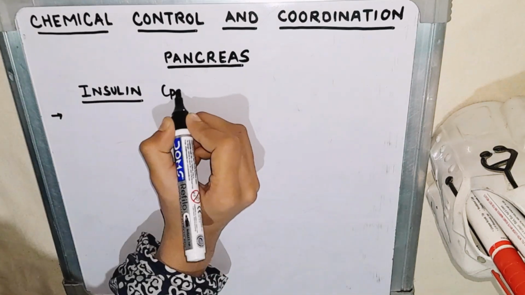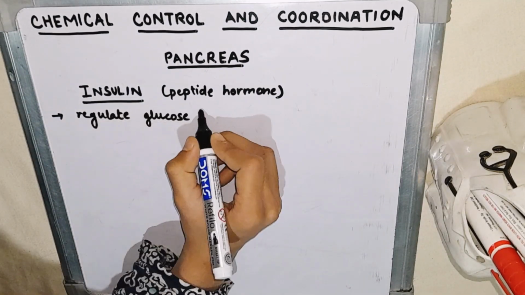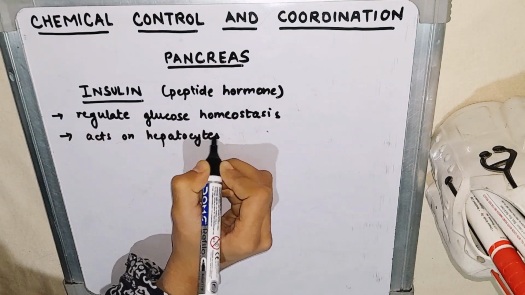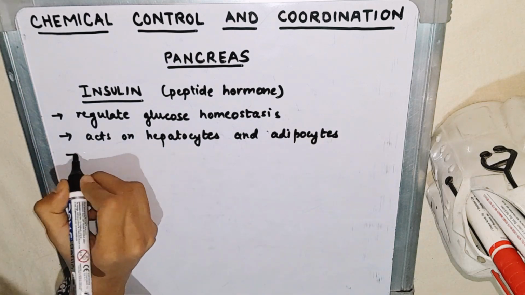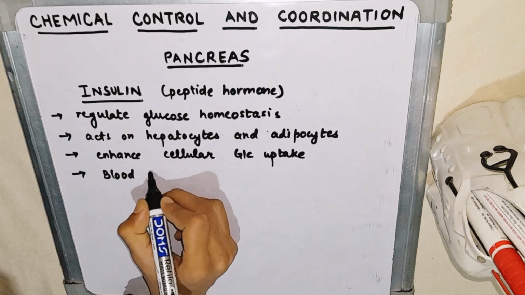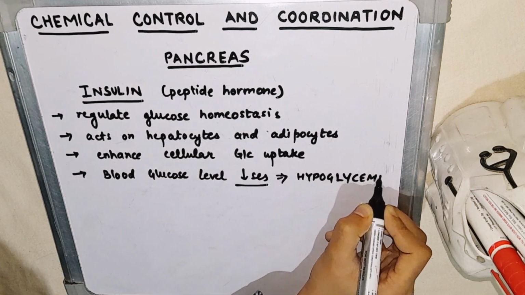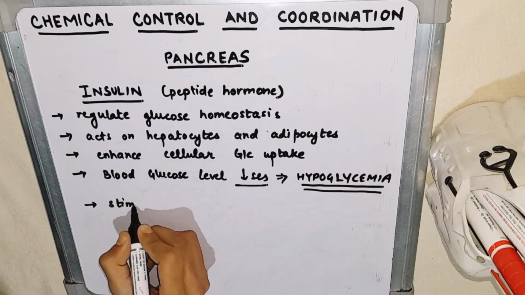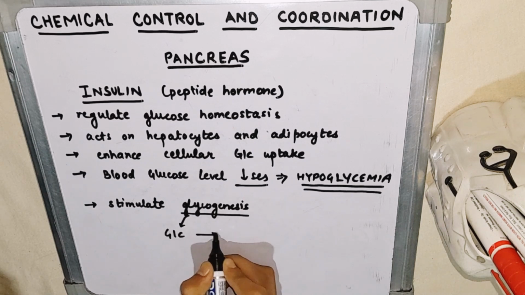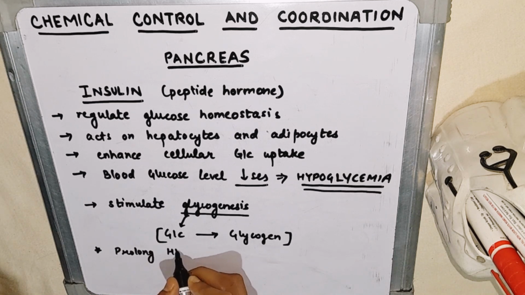Next we will talk about insulin. Insulin is again a peptide hormone which is used to regulate glucose homeostasis. It acts on hepatocytes as well as on adipocytes. Insulin is used to enhance the cellular glucose uptake. Whenever blood glucose level decreases, it leads to hypoglycemia, which is due to insulin. Insulin is used to stimulate glycogenesis. Glycogenesis is conversion of glucose into glycogen.